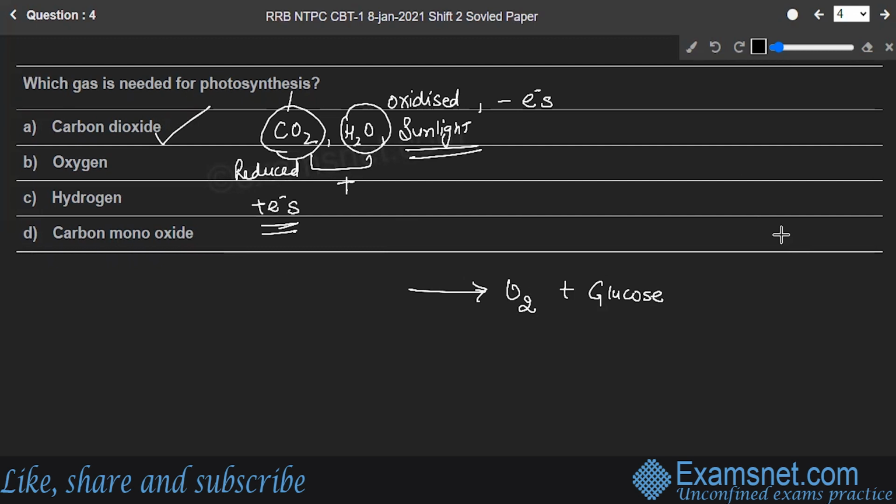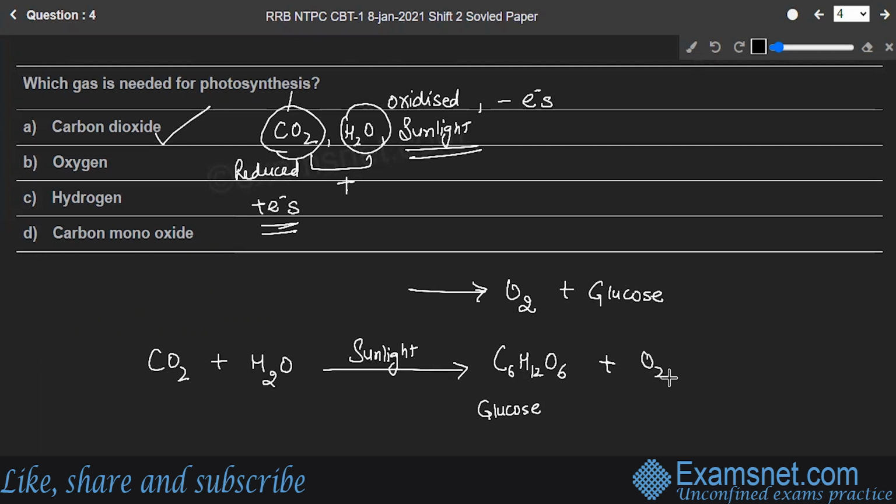So I hope you are aware of it. Let's write down the chemical equation also. Carbon dioxide plus water in the presence of sunlight gives you C6H12O6, which is glucose, plus oxygen, right? So we have option A as the correct answer.